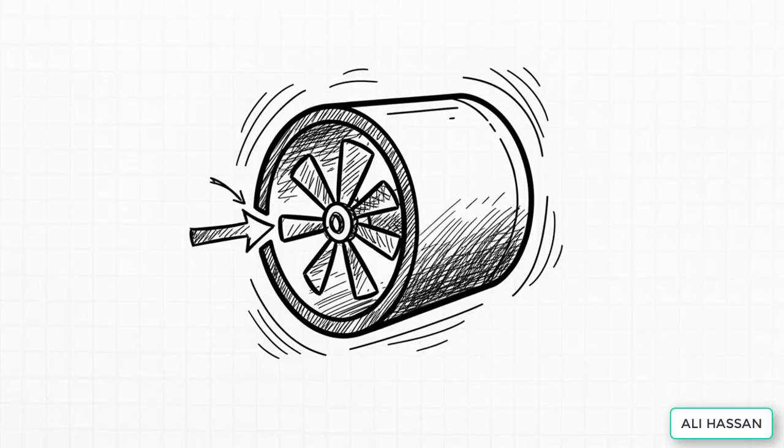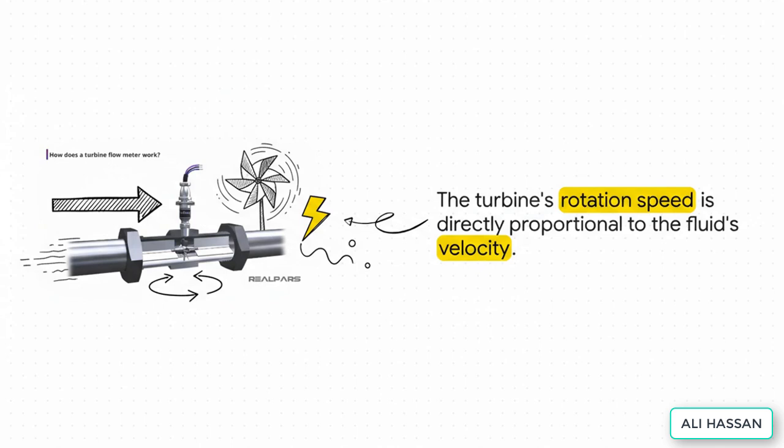First up, we've got a true classic, the turbine flow meter. The whole idea here is actually pretty simple and elegant. As the fluid moves through the pipe, it hits the blades of a little rotor and makes it spin, kind of like a high-tech pinwheel. The logic is simple. The faster the fluid is moving, the faster the turbine spins. On the outside of the pipe, there's a magnetic sensor that counts every single rotation, creating an electronic pulse each time a blade passes by.